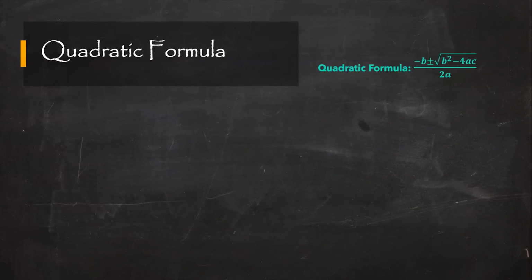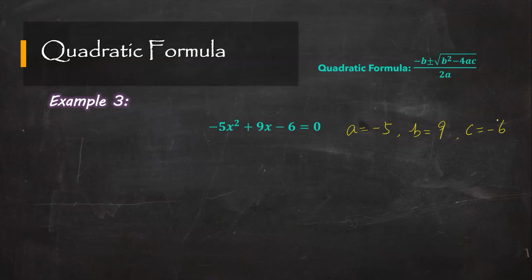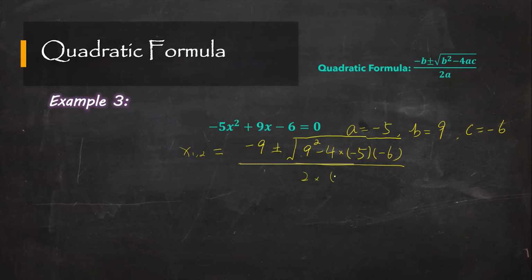And let's do the last problem. Example 3. So we have negative 5x squared plus 9x minus 6 equals 0. So a equals negative 5, b equals 9, c equals negative 6. Applying the same quadratic formula, we have x1, 2 equals negative b, which is negative 9, plus or minus the square root of b squared, that's 9 squared, minus 4 times negative 5 times negative 6, over 2 times negative 5.